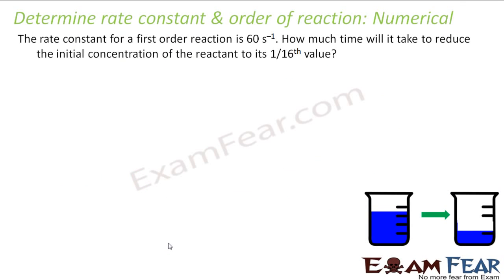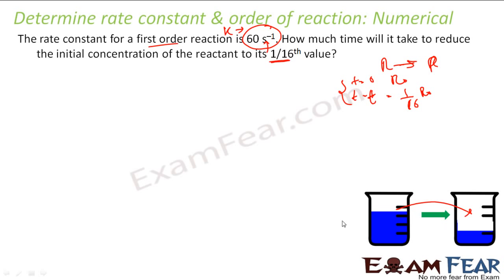The rate constant of a first order reaction is given. Even if it is not mentioned as a first order reaction, we can make out from the unit of the rate constant, that is K. How much time will it take to reduce the initial concentration to its 1/16th? That means I have some reactant to product. At T equal to 0, it was R naught. At T equal to some time, it becomes 1/16 R naught. I have to find the time T when it becomes 1/16th. This is R naught, this is R naught by 16.